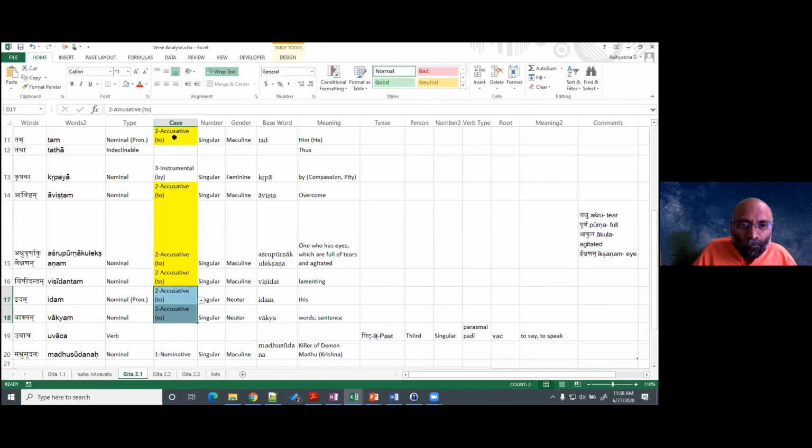And to whom he spoke, that is being covered by this. When you see so many words in the accusative, it means they are referring to the same entity. That is the beauty of Sanskrit: once you understand some fundamentals of grammar, it's quite easy to get to the meaning of the sentence. So here he spoke to Arjuna, who is given in the accusative, and to him. What are his qualities?